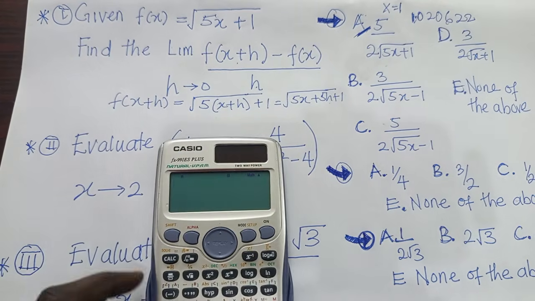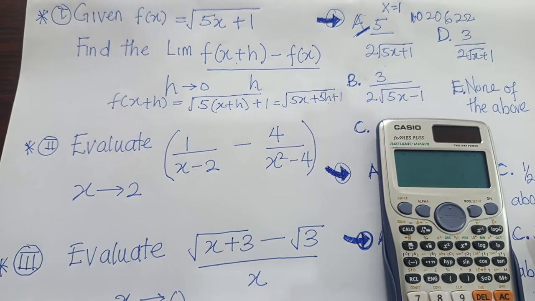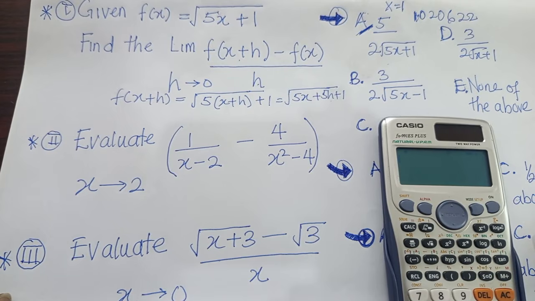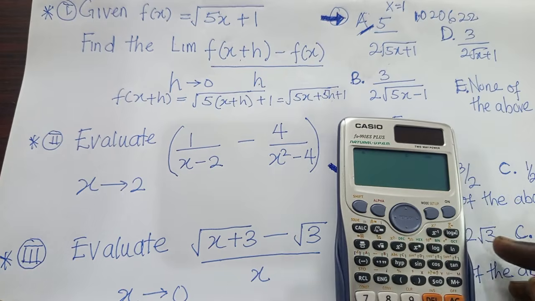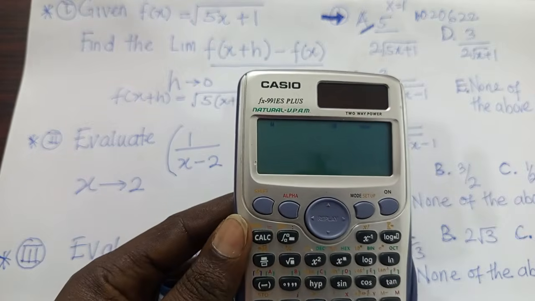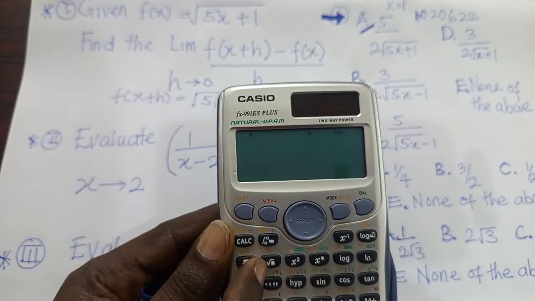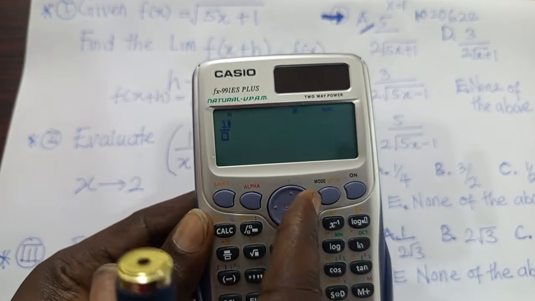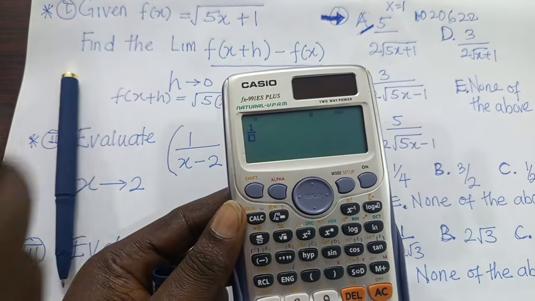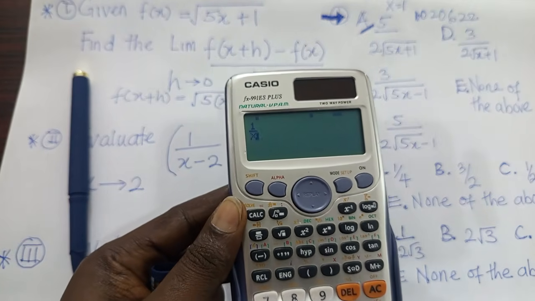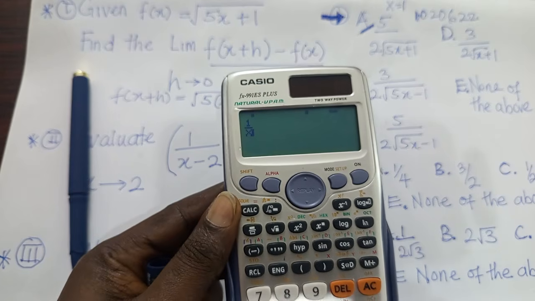Now let's go to question 2. In solving question 2, we want to evaluate open bracket 1 divided by x minus 2, minus 4 divided by x squared minus 4, as x tends to 2. So you start by using our calculator. Under the calc you see a fraction. Press 1 divided by, you press alpha, then close bracket to bring out x minus 2.